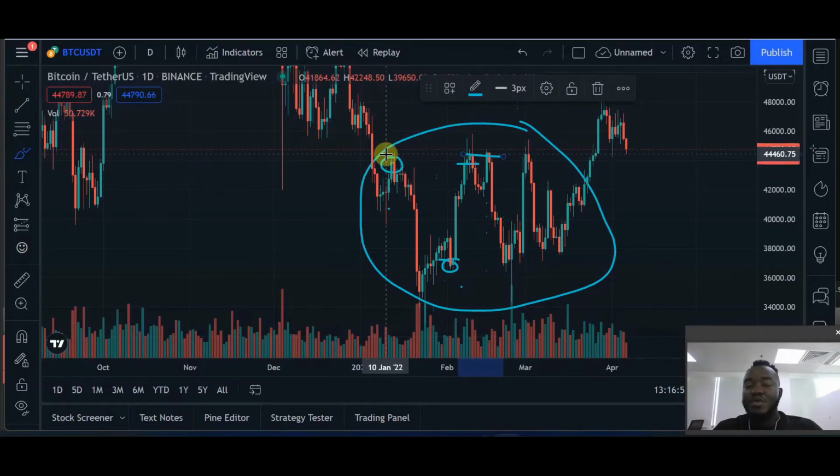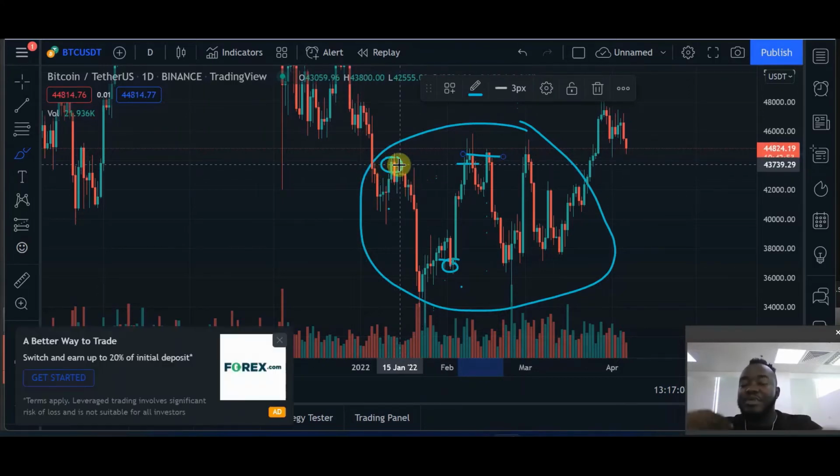Because of this, I will use this as a point of interest. This is where I will monitor. This area is where I will monitor very well, because I'll be very careful here, because it repeats itself.